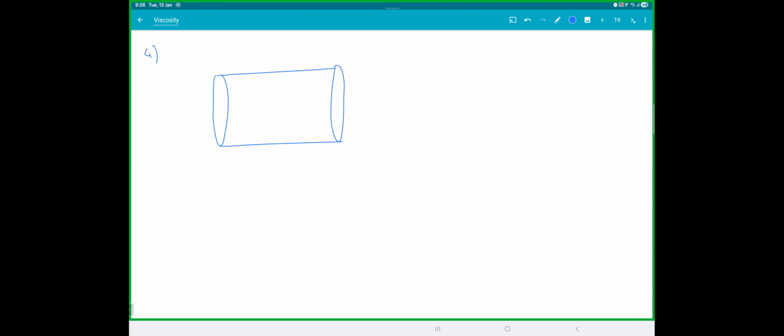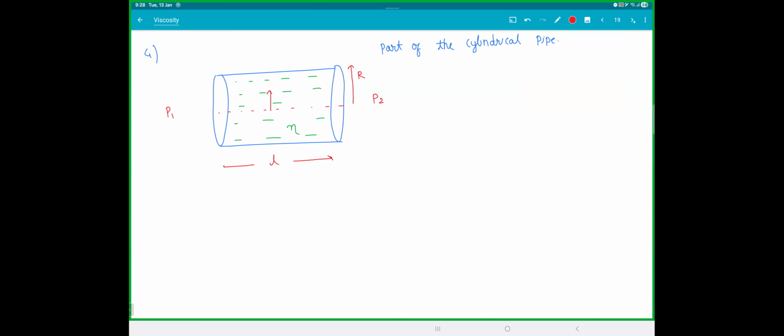So we have a cylinder. This is a part of a cylindrical pipe. Liquid is flowing in a pipe, and you have taken a part of it. Here the pressure is P1, here the pressure is P2. The radius of the pipe is R and the length is L. The liquid is flowing with some velocity, viscosity is eta.